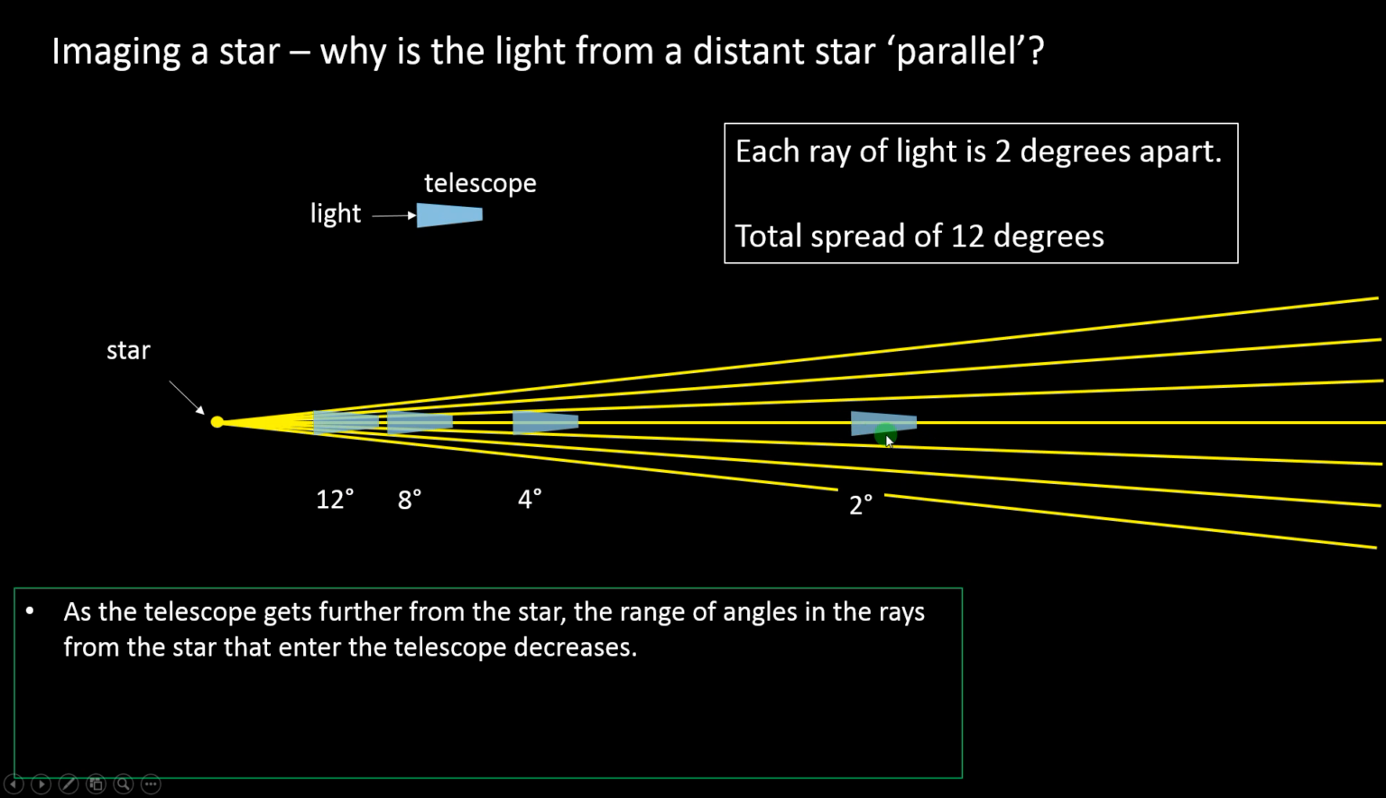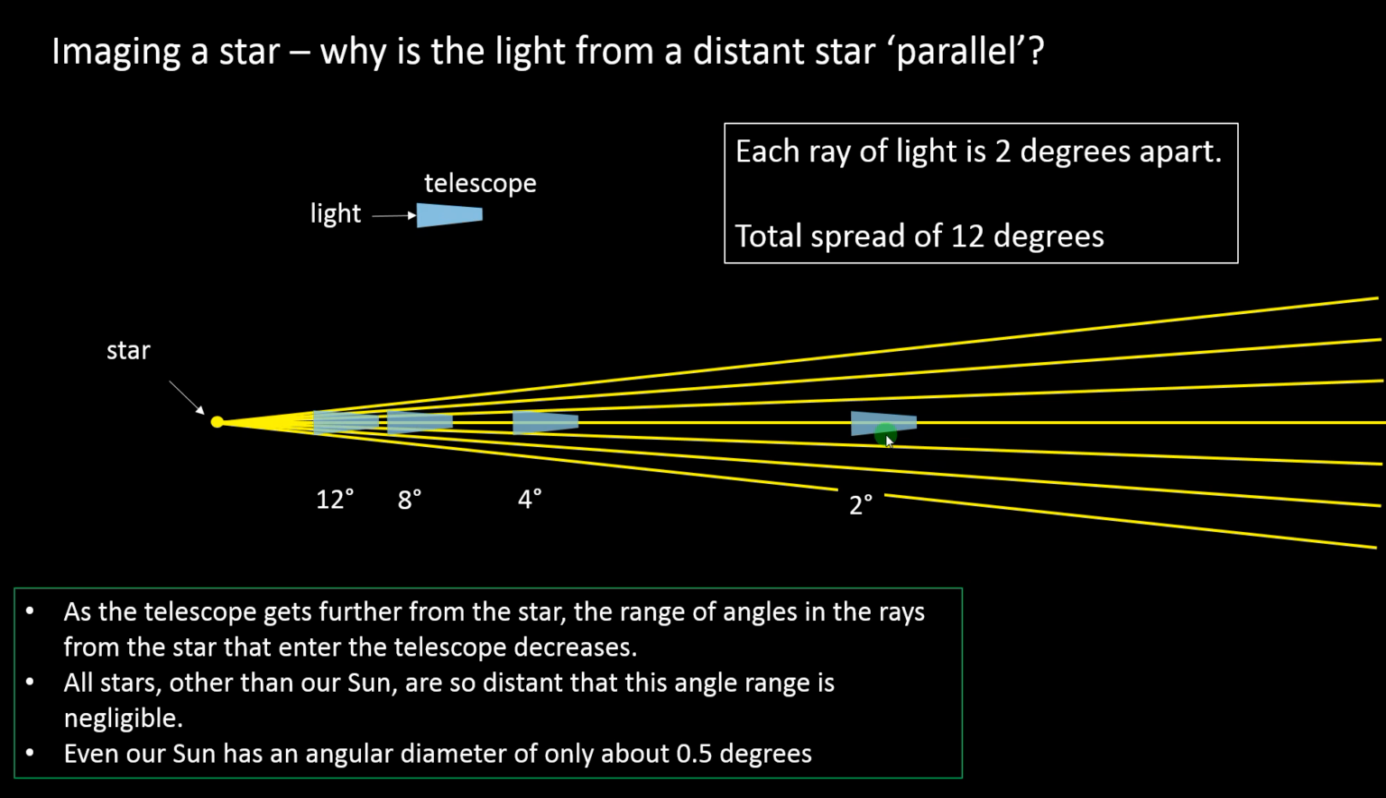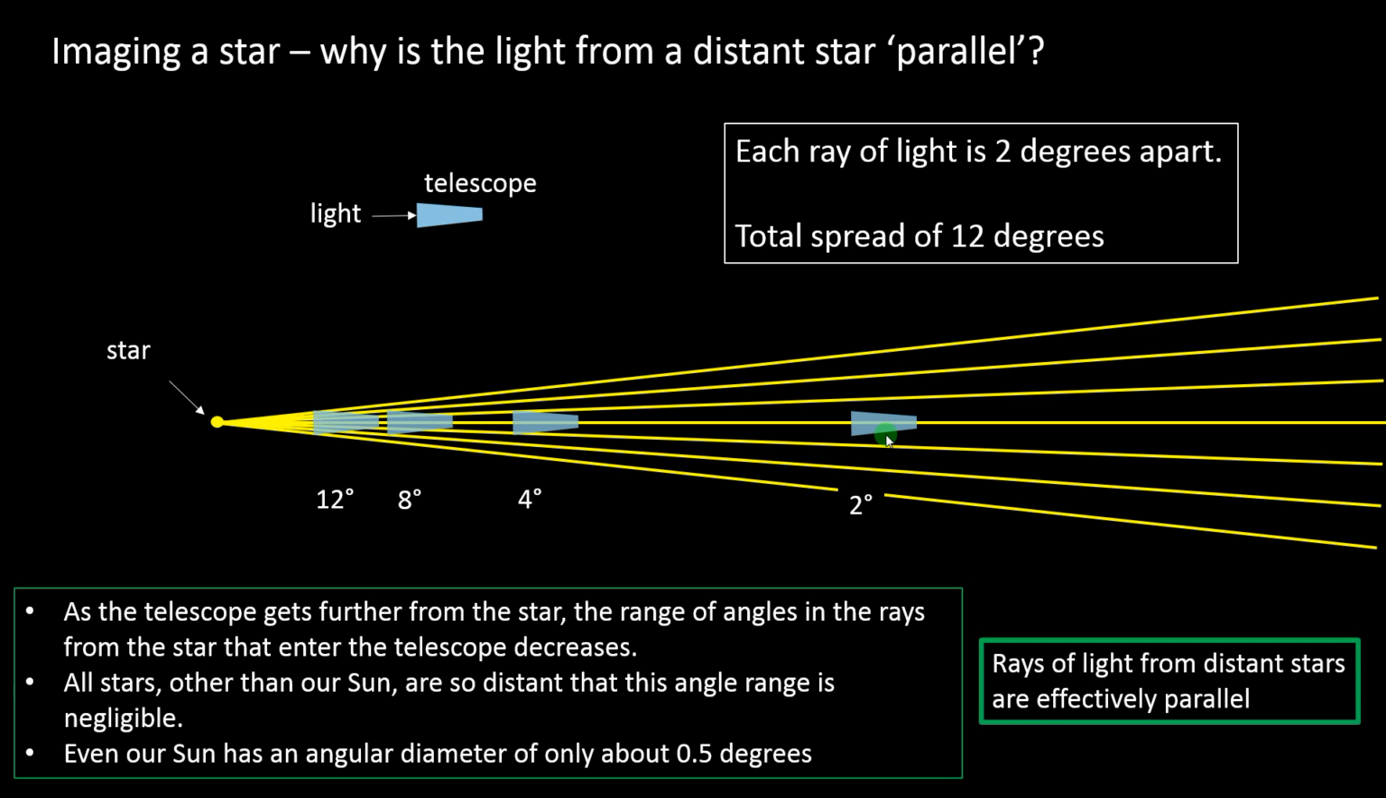If you think about how far away distant stars are, we're talking light years even within our own galaxy, then by the time you get that far away, the angular spread of the rays going into the telescope is going to be tiny, so we can effectively say they're parallel. In fact, all other stars other than our Sun are so far away that that's true, and even for our Sun, the spread is only about half a degree. And that's much closer than any other star is to us. So this approximation that if we're viewing a single distant star, the rays coming from it are parallel is perfectly justified.